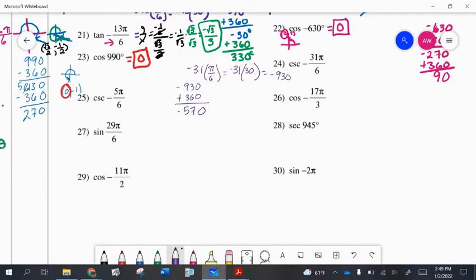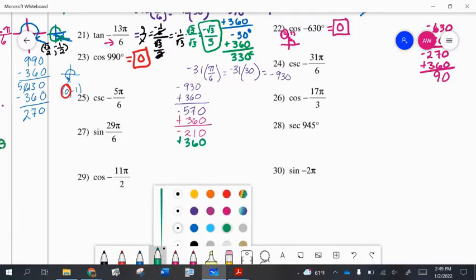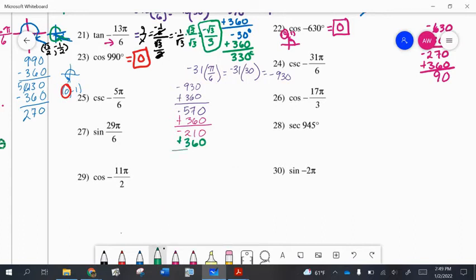Okay, it's still too big, so I'm going to add 360 again. And that gives me -210. It's still negative, and we aren't crazy about negative numbers, so I'll add 360 again. And that's 150, and it's finally positive. So -31 pi over 6 is coterminal with 150.